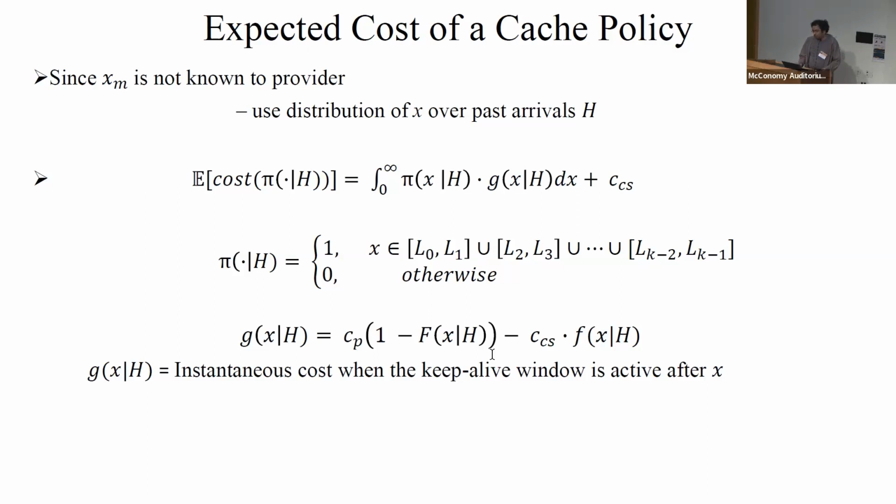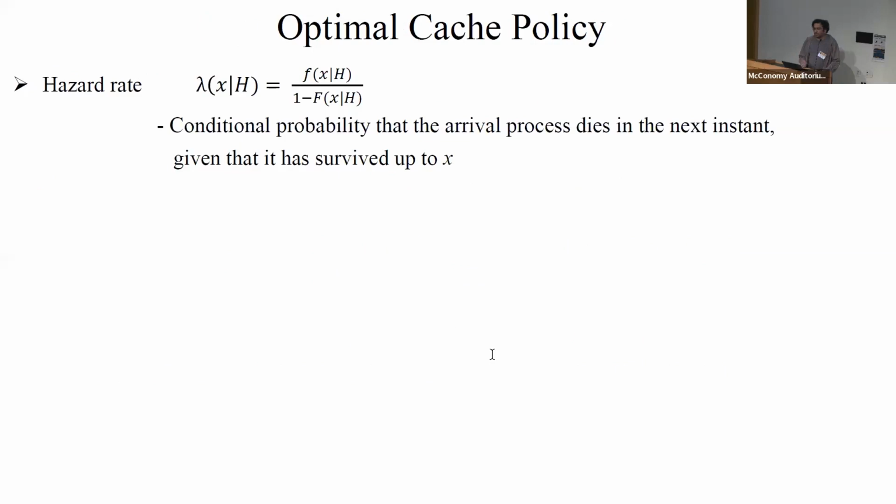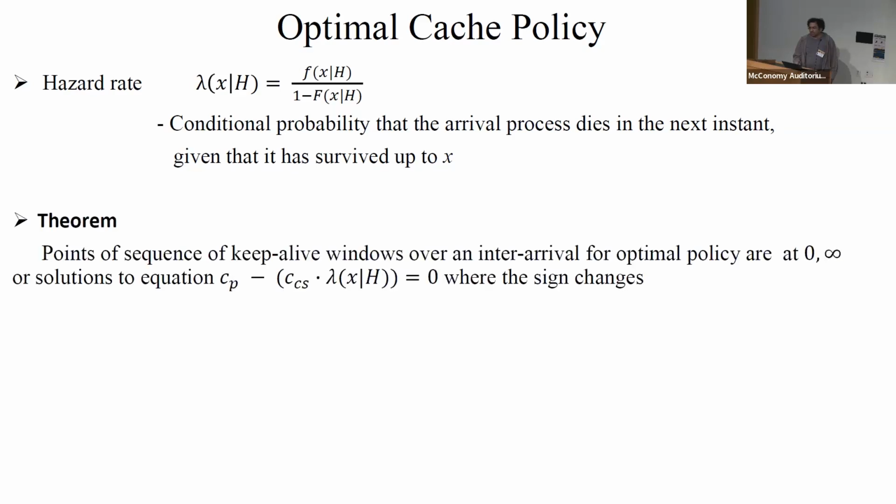So the optimal cache policy can be characterized using this expression for the expected cost of a cache policy. And in order to characterize the optimal policy, we also make use of what is known as the hazard rate of an arrival process. So the hazard rate is defined as the ratio of the probability density by 1 minus the cumulative distribution. And it represents the conditional probability that the arrival process dies in the next instant, given that it has survived up to the time point x.